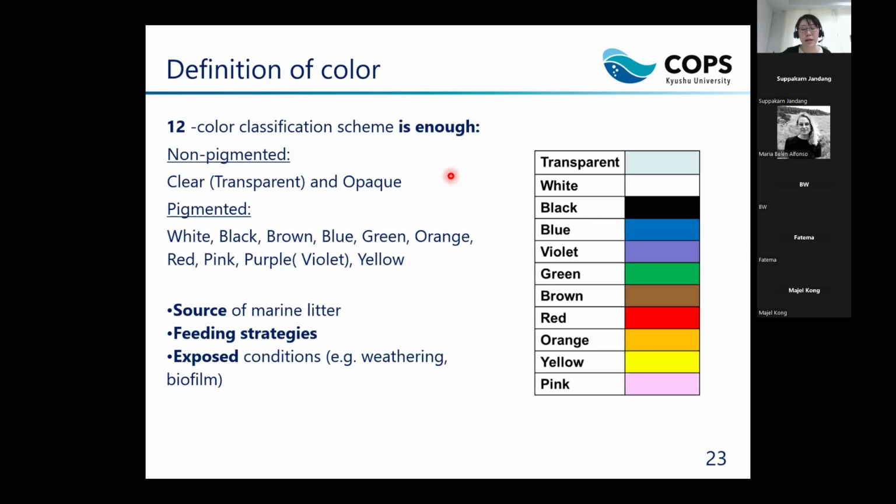And also, you can record the color of plastic. I recommend using a 12 color classification. For example, non-pigmented: clear and opaque; and pigmented: white, black, brown, and so on. Perhaps this information can help identify the source of marine litter.